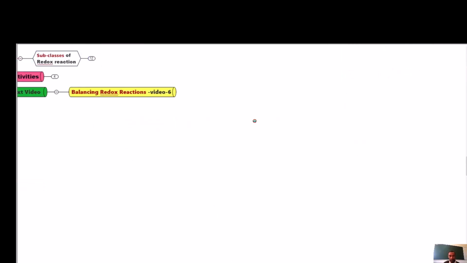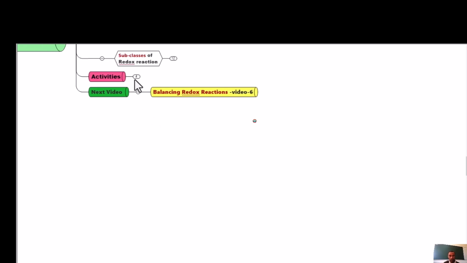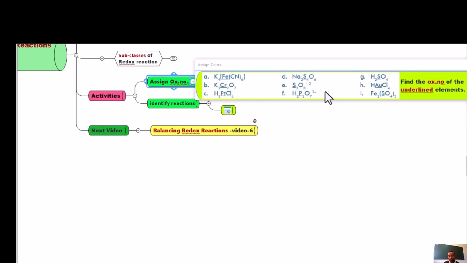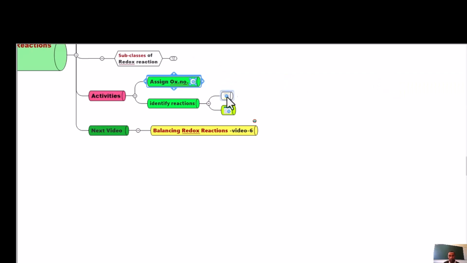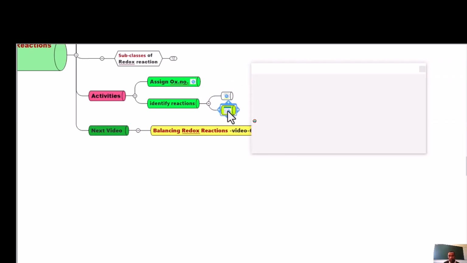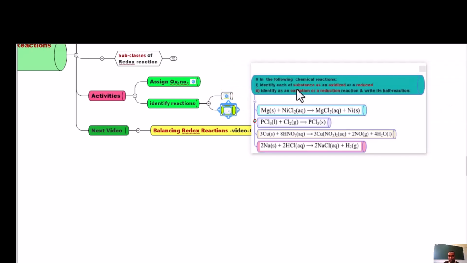Next is the activity. You are expected to do the following activities. One: assign the oxidation numbers for the underlined elements. The second activity is to identify the reactions as oxidation or reduction reactions. Do this by yourself, and again identify the substance as the oxidizing agent or reducing agent, and whether this chemical reaction is an oxidation half reaction or a reduction half reaction. This is all about today's lesson.